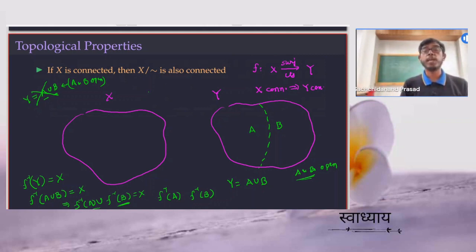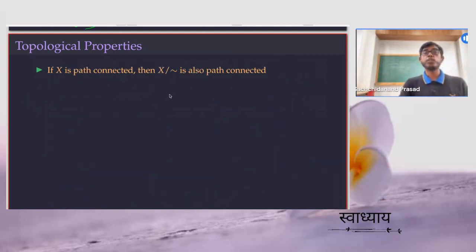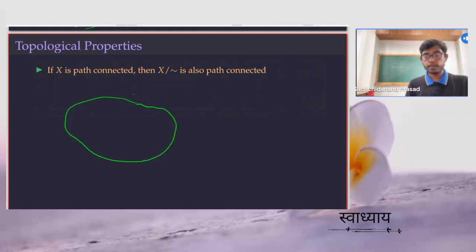So we proved that if F is a continuous map between two topological spaces, and X is connected, then the image is also connected. And the same is true for path connected. So if I have my X and if I have my Y, and F is a continuous map, I need to show that between any two points, there is a path.